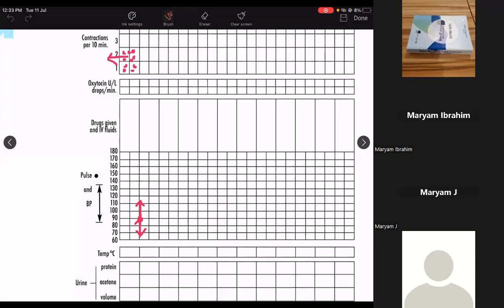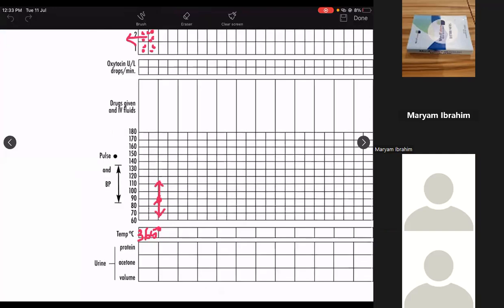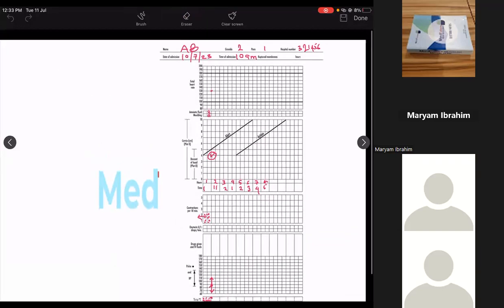You checked her temperature, it was 36.5. So you come here and write your temperature. Of course, you checked her urine as well. The volume was around 250 mils. Assuming she had 250 mils of urine, there were no acetones, no proteins. So these are your findings at admission.